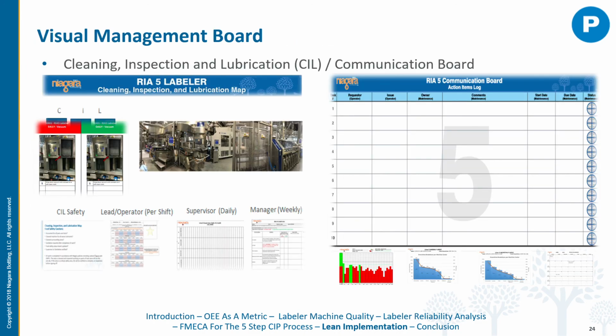To help sustain 6S, I created a CIL board and a communication board. CIL is an acronym that stands for Cleaning, Inspection, and Lubrication. It comes from the lean thinking concepts in the Toyota production system based on eliminating waste.